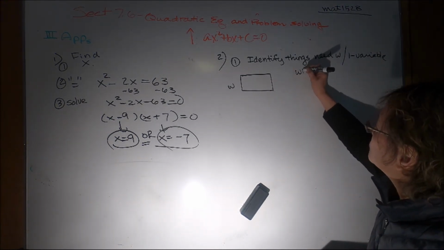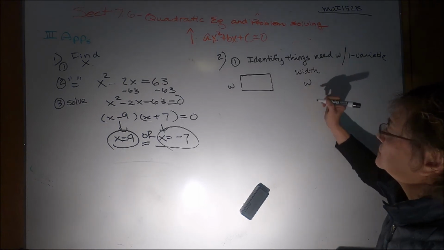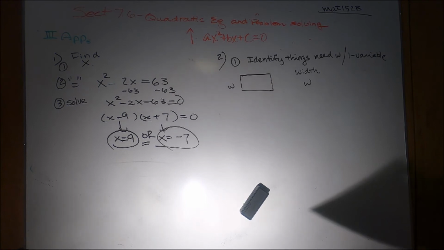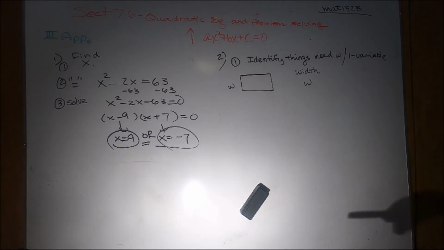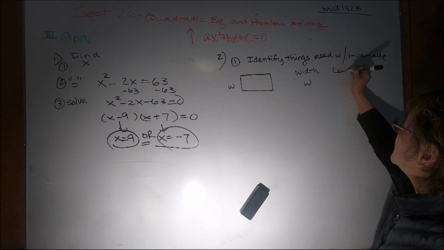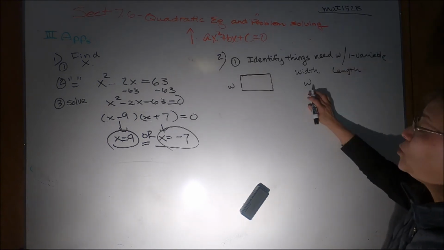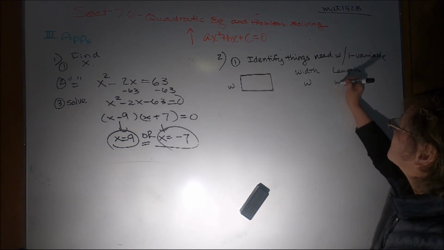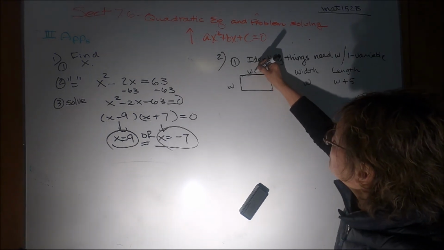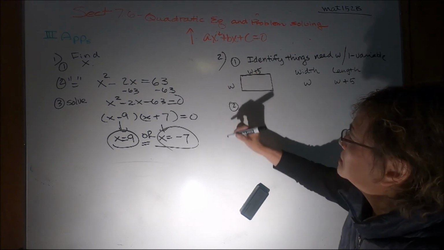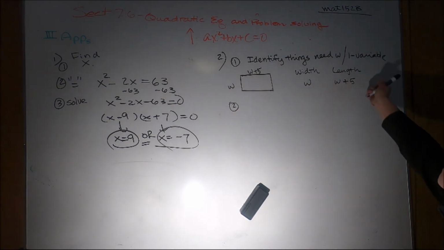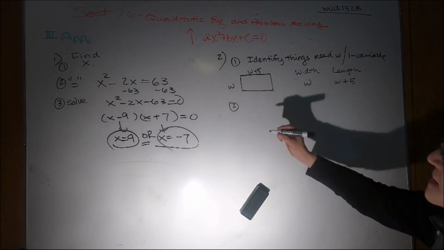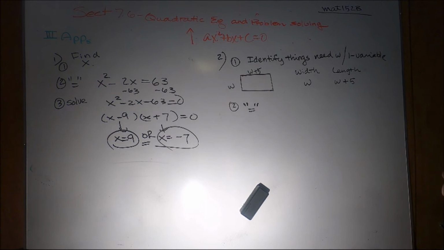So my width will be what? W. And it says the length is 5 feet more than its width. So what's your length? 5 feet more. It means what? More means plus, right? So that will be your length. That's how we identify the things we need with just one variable. Then second step, you need to write the equation.